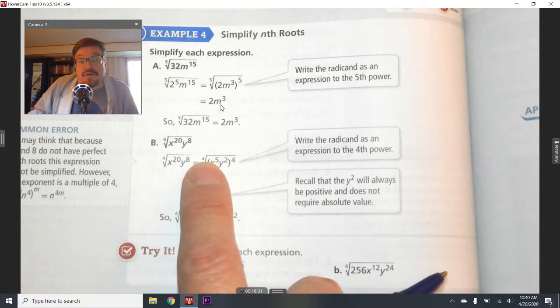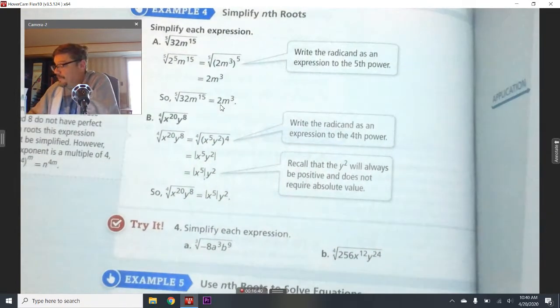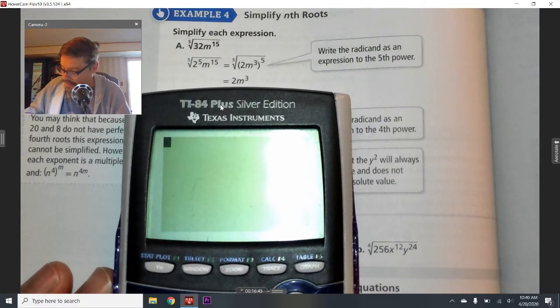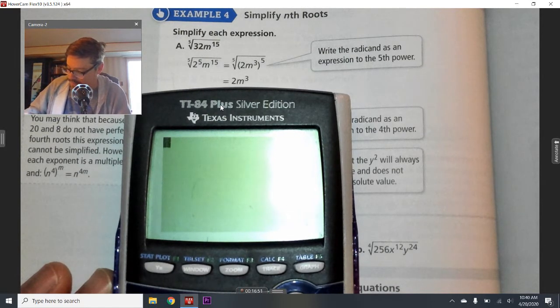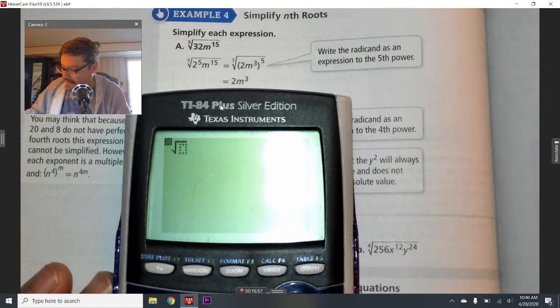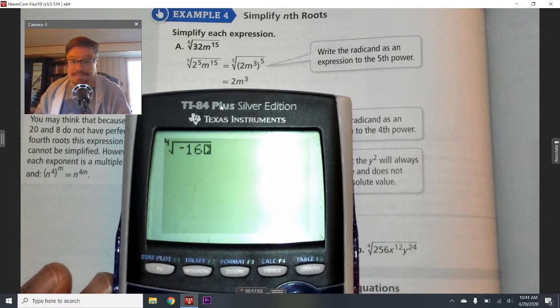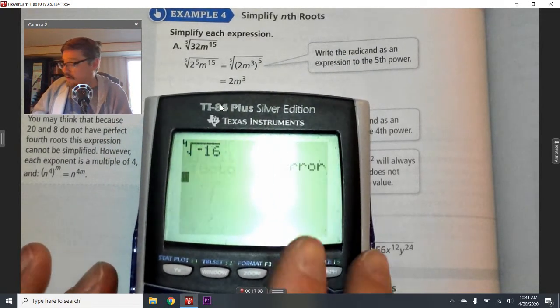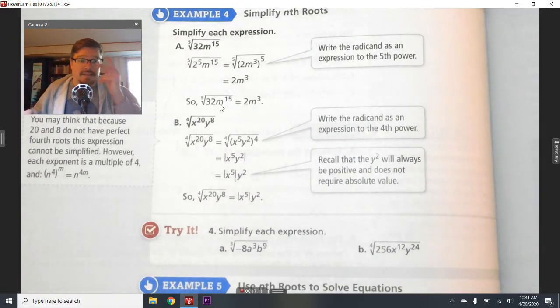But because it's a 4th root, it can't be negative, because I cannot take the 4th root of a negative number. It will give me an error, okay? A 4th root of a negative number will give me an error. So let me show you real quick. The 4th root of negative 16, okay, it's going to give me an error because I can't take the 4th root of a negative number.